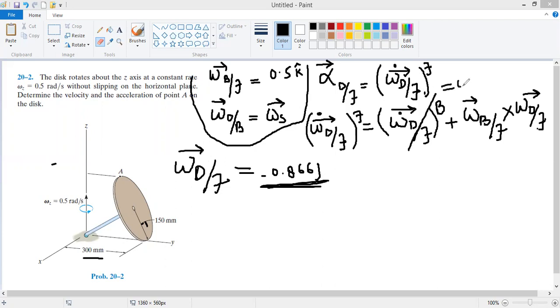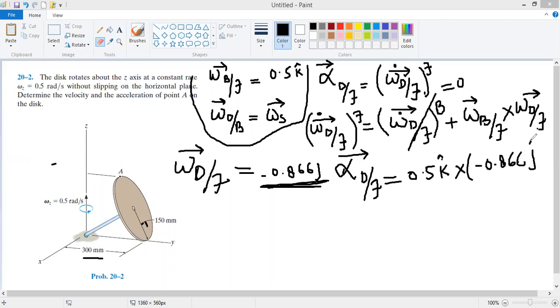That term is equal to 0. Therefore, the derivative of the angular velocity of the disk with respect to the ground frame of reference, that is the angular acceleration of the disk with respect to the ground, is equal to the angular velocity of the bar with respect to the ground, that is 0.5 k cap, cross product with the angular velocity of the disk with respect to the ground, that is minus 0.866 j cap.